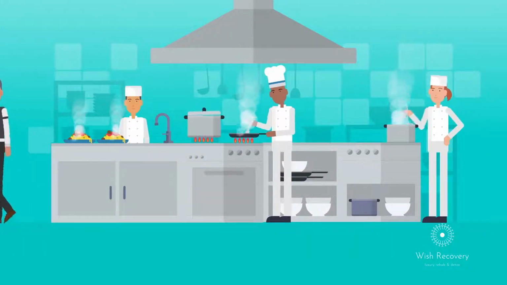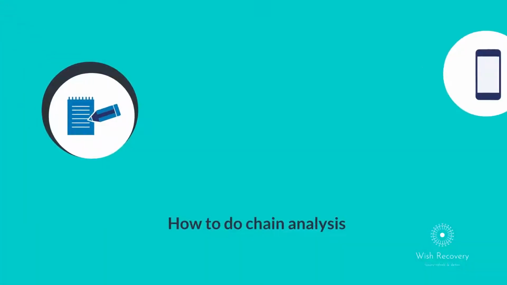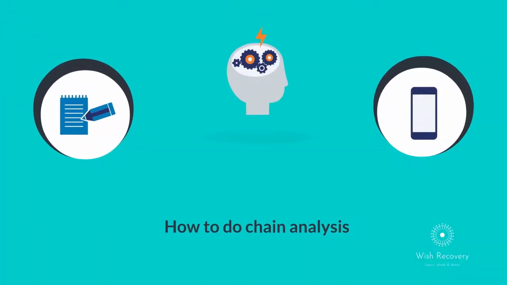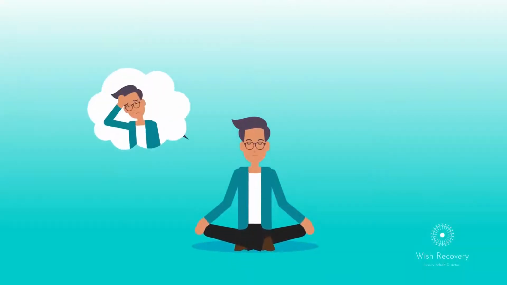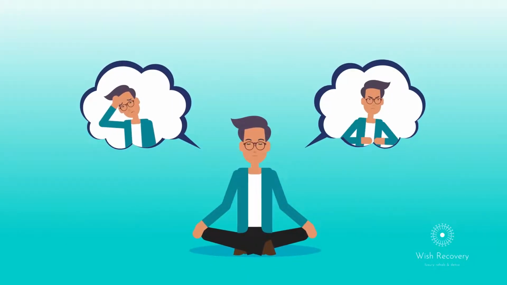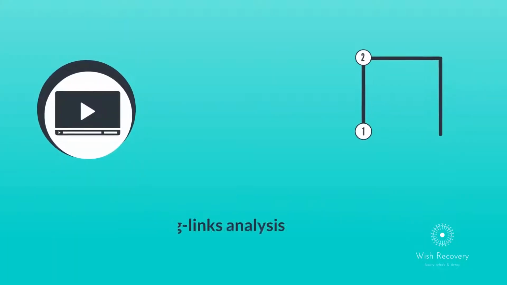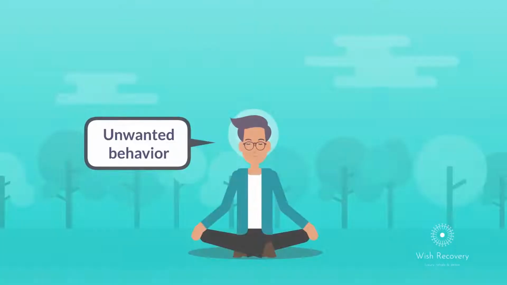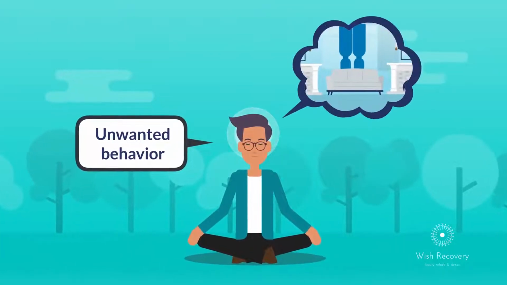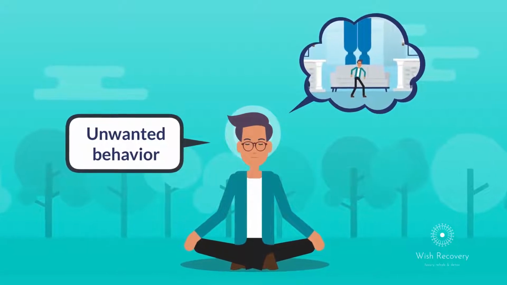Chances are you would feel much more satisfied and at ease if the server quickly corrected the error and didn't feel intimidated by you. In our video on how to use chain analysis, the goal was to break down problematic behaviors by looking at all the factors leading up to or made you vulnerable to acting unfavorably. In today's video, however, we will look at a systematic tool called Missing Links Analysis, which identifies any effective actions that are missing when you engage in unwanted behavior.